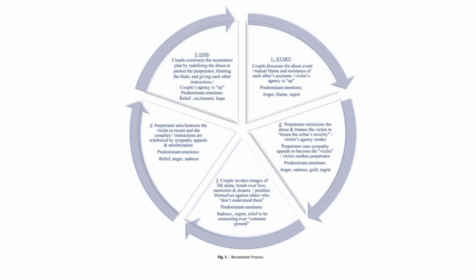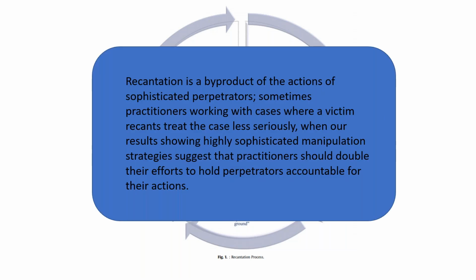So the fascinating thing about this is that every single one of those couples' jail calls followed this exact same cycle. And they talked about at the end of this study that recantation is a byproduct of the actions of sophisticated perpetrators. Sometimes we take cases less seriously when we see that recant, but actually what we should do is double down, because that kind of recant shows this highly sophisticated manipulation strategy that perpetrators need to be held accountable for. So that's just kind of an indication that when you see a recant, that's not a case that should go to the bottom of the pile. That's one that should stay at the top.